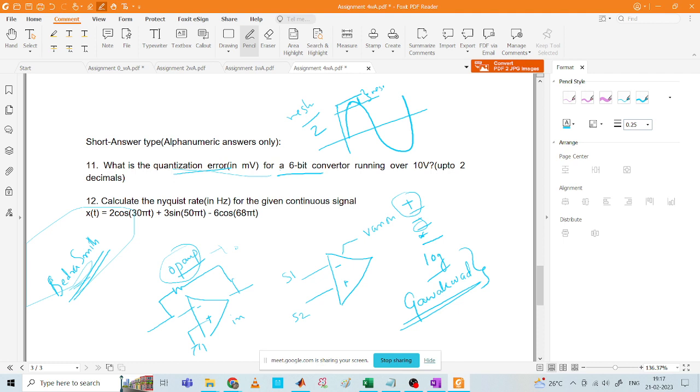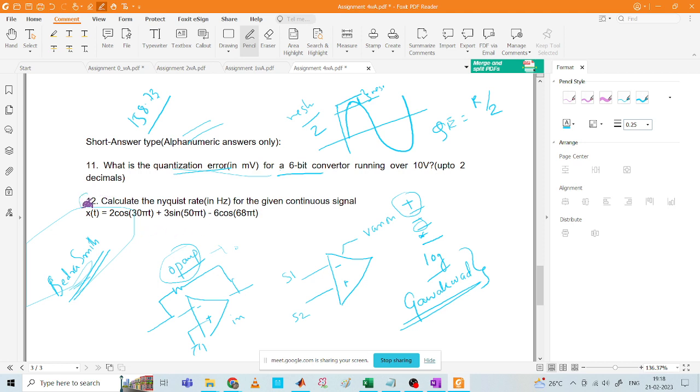Can anyone tell me what would be the quantization error? First find out what the resolution should be. Resolution is 158.73. It is in millivolts. Okay, 158.73. So what should be the quantization error? 79.37. Correct. So always remember that quantization error is resolution divided by 2.